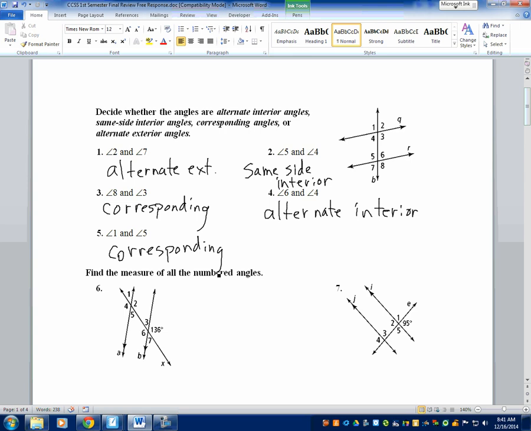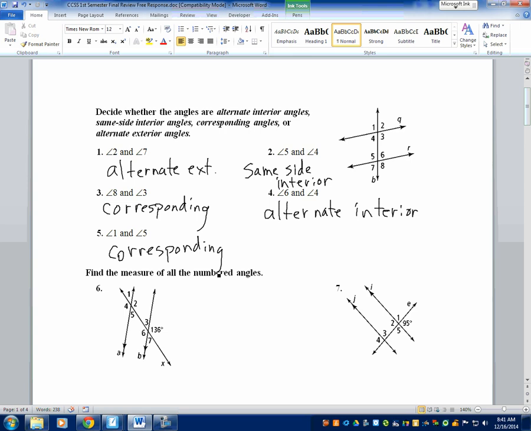Corresponding means if you were to take this vertex right here and slide it down over the top of this vertex, they would be in the same position. That's what corresponding means. So if I took this vertex right here, where 1, 2, 3, and 4 are located, and slid it down here, corresponding would mean they would be in the same position as 5, 6, 7, or 8. So are we okay with corresponding?